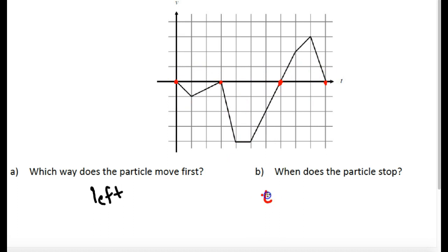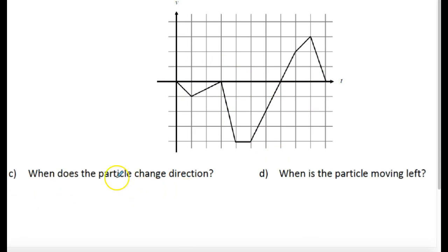So we can say at t equals 0, 2, that's not 2, that is 3. Can't count. So 0, 1, 2, 3, 4, 5, 6, 7, and 8, 9, 10. So 4 places where the particle stops, right? At 0, 3, 7, and 10. All right. Now, when does the particle change direction?